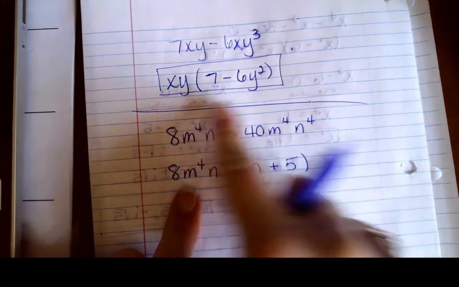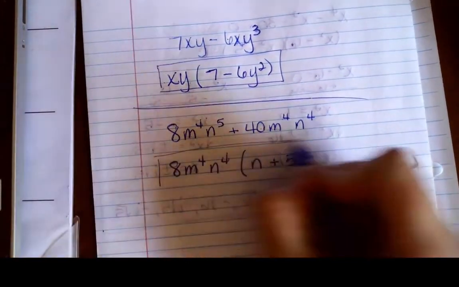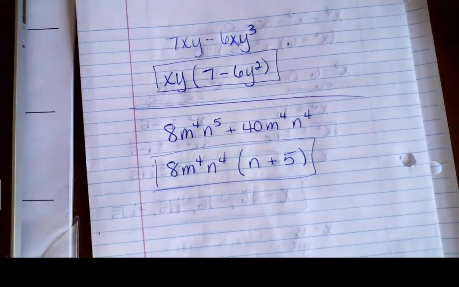So I started with a binomial. I ended with a binomial in parentheses. So I have factored out the greatest common factor. I'm so sorry.